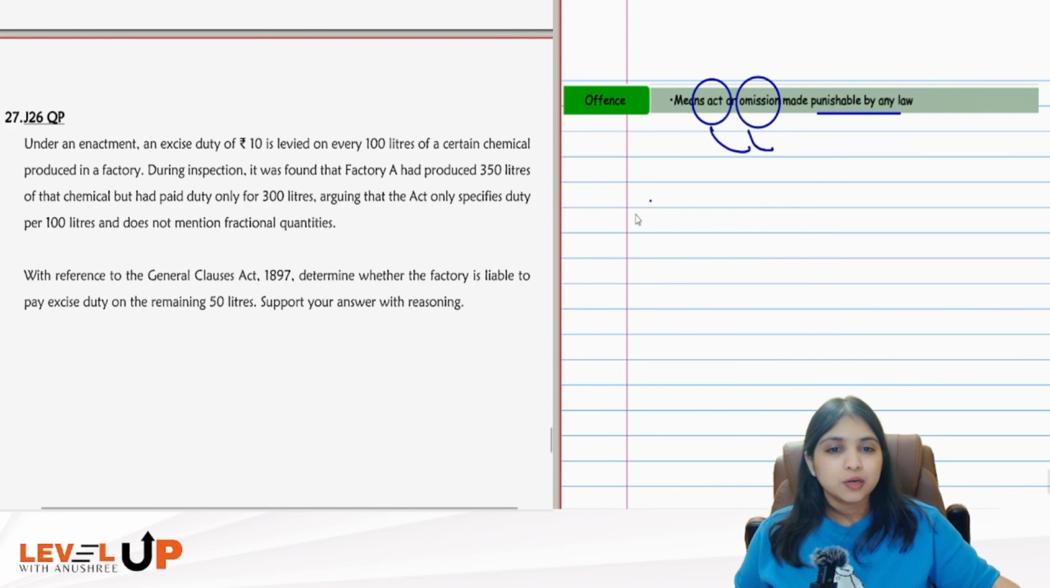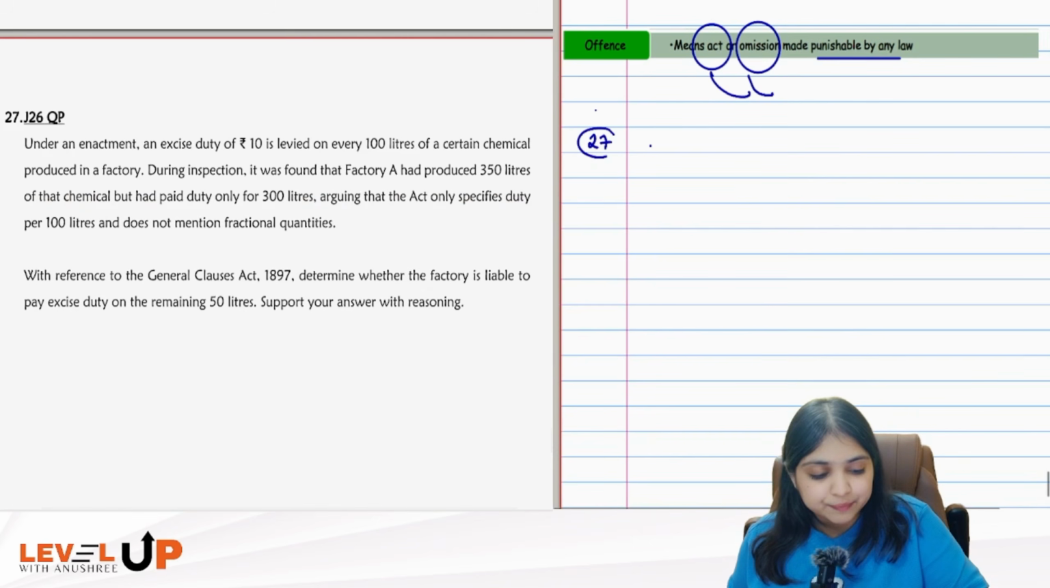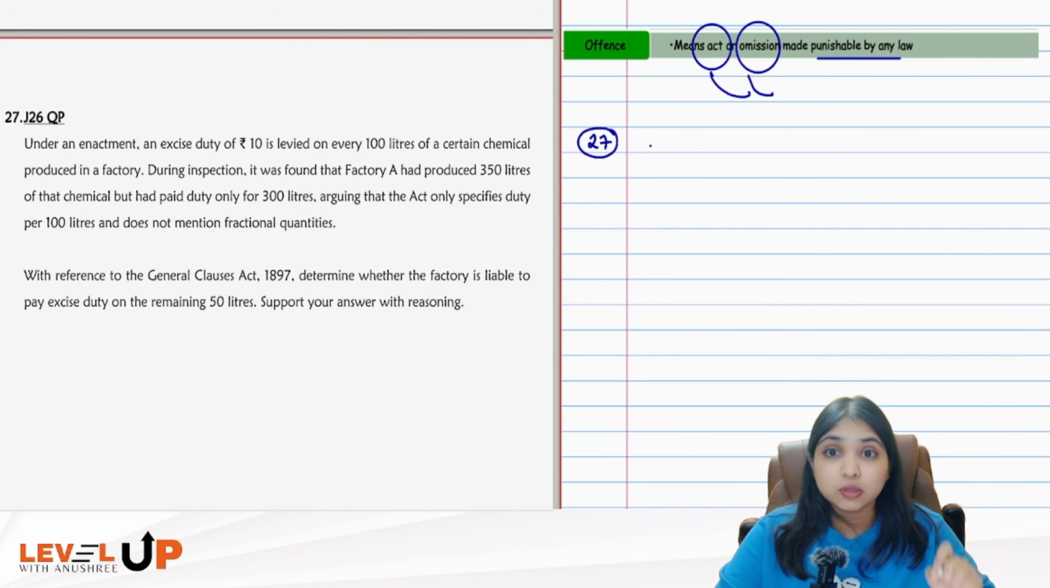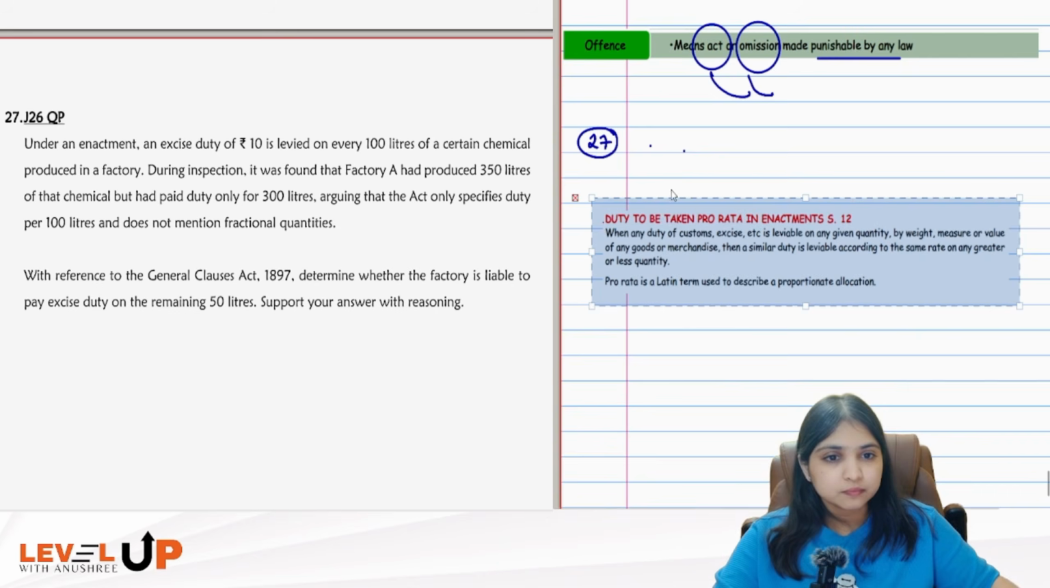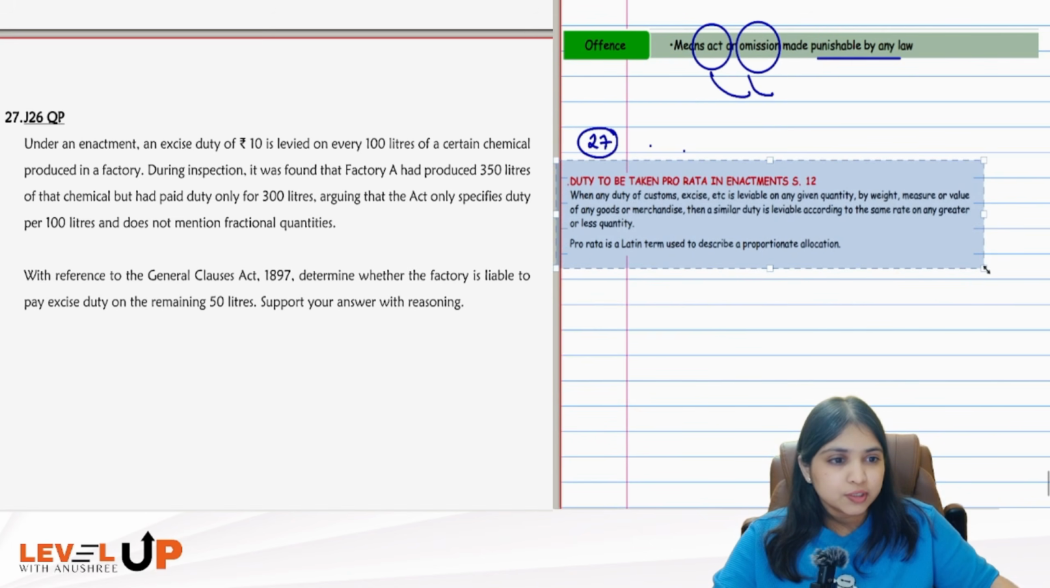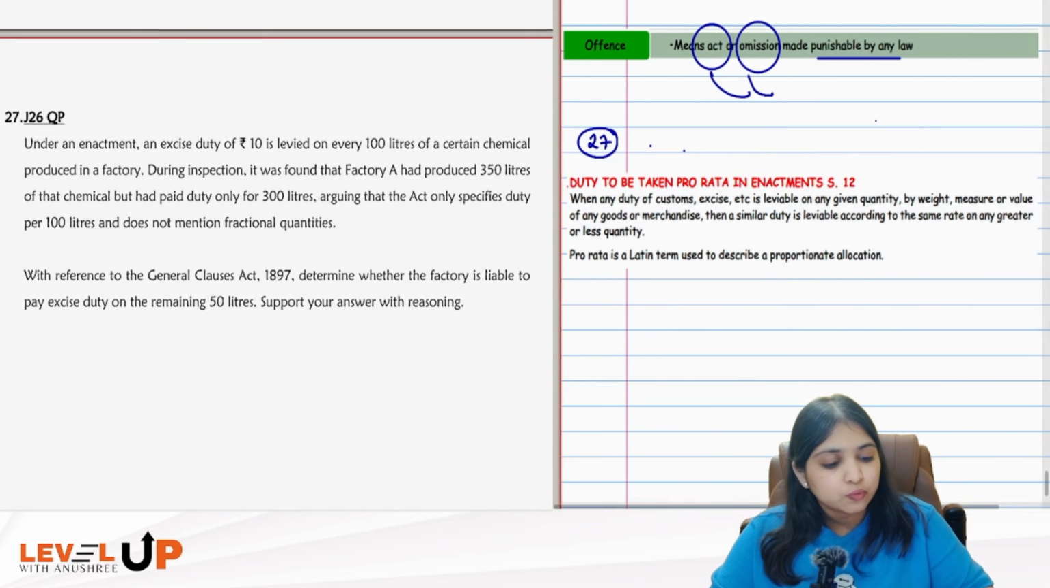Okay, now come to question number 27. Now question number 27 is about pro rata calculation of duty. I'll show you the provision first, then only we will go to the question. Look at this. So the provision says duty to be taken pro rata in enactments.